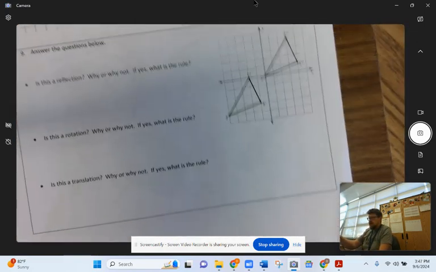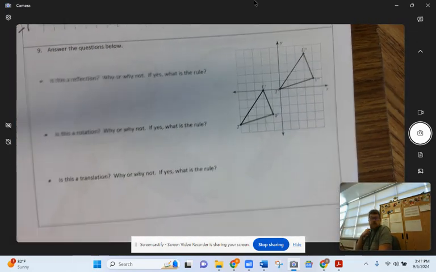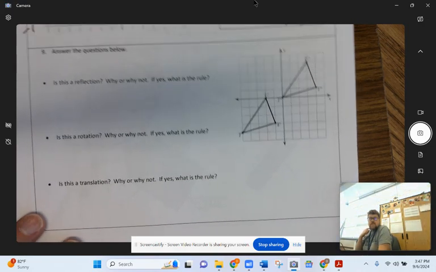Is this a reflection? Why or why not? If yes, what is the rule? Is it a rotation? Why or why not? If yes, what is the rule? Is it a translation? Why or why not? If yes, what is the rule?